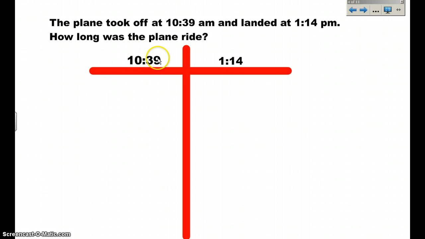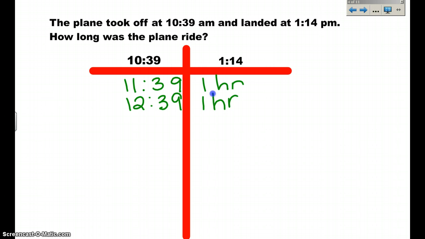So 10:39 plus 1 hour would be 11:39. And how long did I bank? 1 hour. Okay, 11:39 plus an hour is 12:39. Again, I'm banking another hour. Okay, my next hour would be 1:39. I can't go to 1:39 because I'm stopping at 1:14. So now I'm going to start counting by 10 minutes.